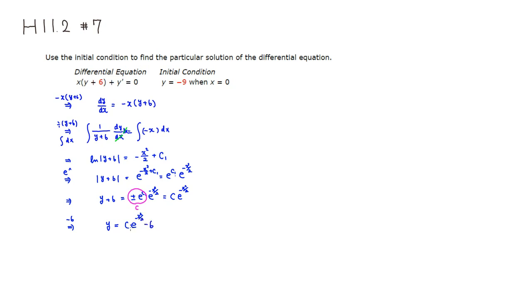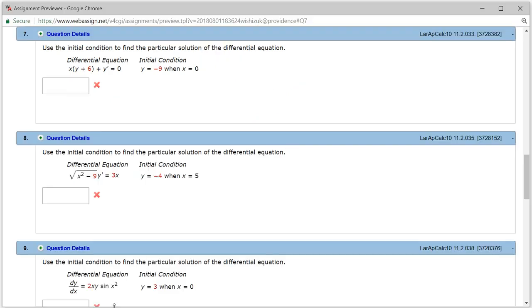Now we can use the initial condition. We know that when x equals 0, y has to be negative 9. If you plug it in, e to the 0 is 1, so you just get c minus 6 is equal to negative 9. We can simply add 6 to both sides, so c is equal to negative 3. Therefore, the solution y is equal to negative 3 e to the negative x squared over 2 minus 6. So let's type it in.